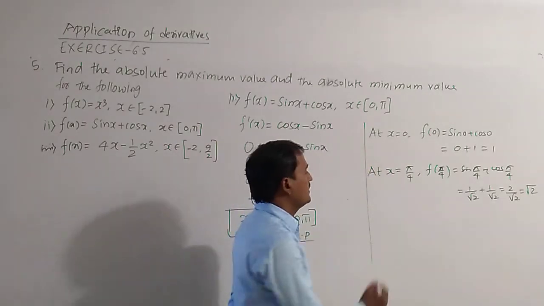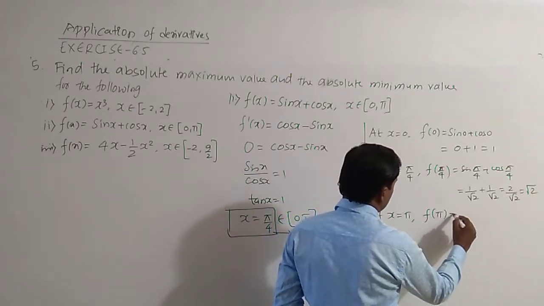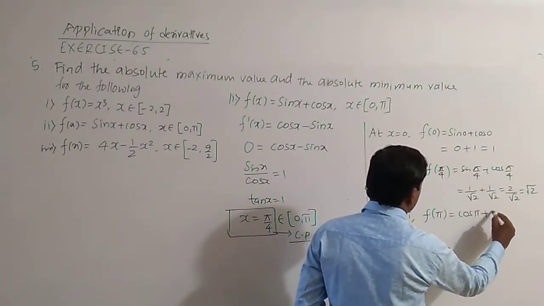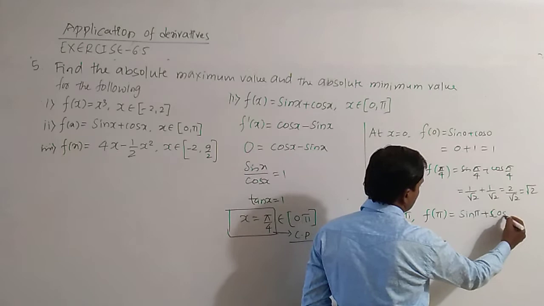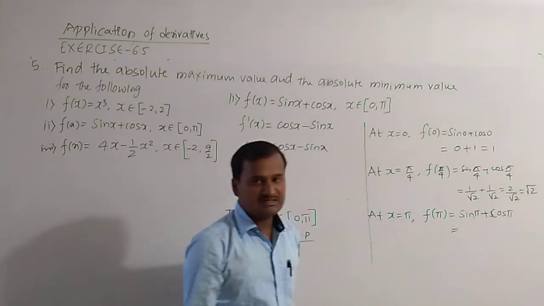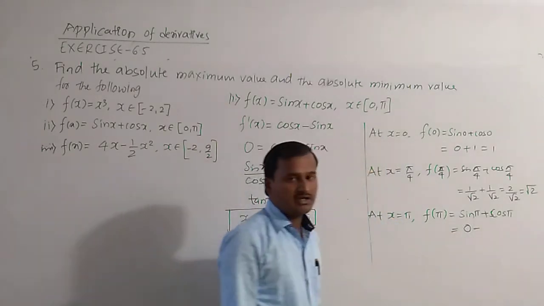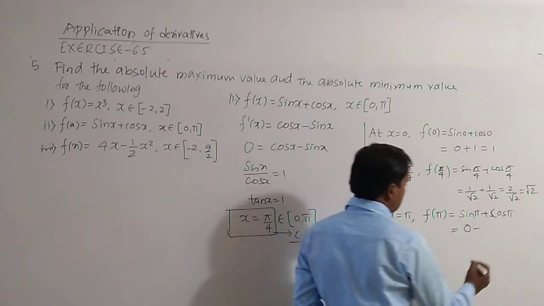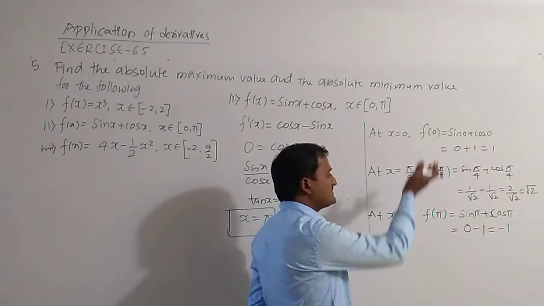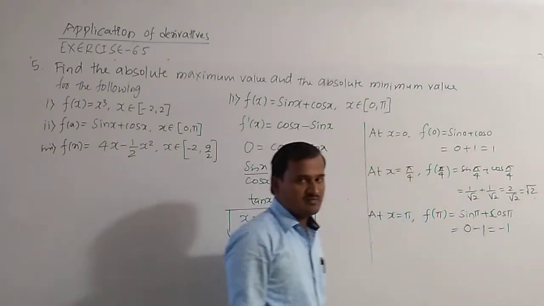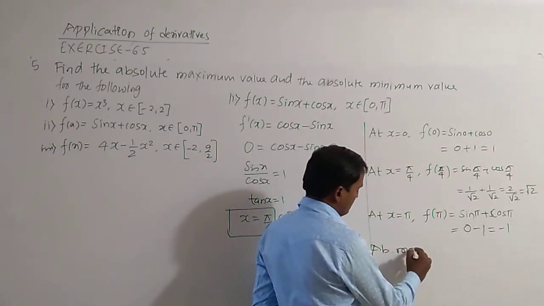Okay, right. Now one more point is x equal to pi, right? f of pi is equal to, sorry, here it is sin pi, not cos pi, sin pi plus cos pi. So sin pi means 0, sin of any multiple of pi is equal to 0, 0 plus what is cos pi? Cos pi means cos of odd multiple of pi, that is equal to -1, therefore your answer is minus 1. Now choose which one is maximum.